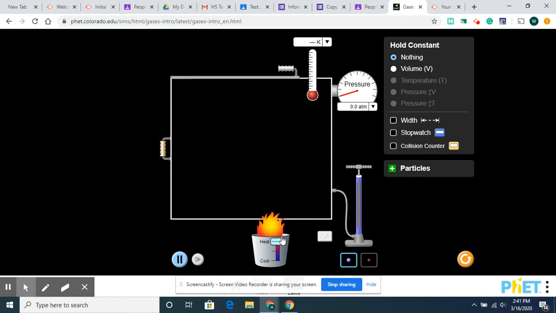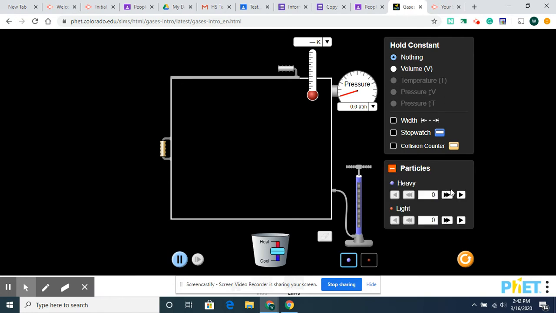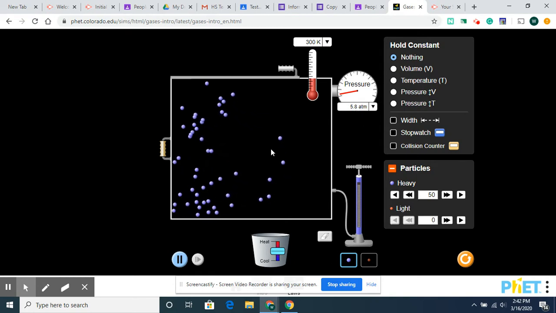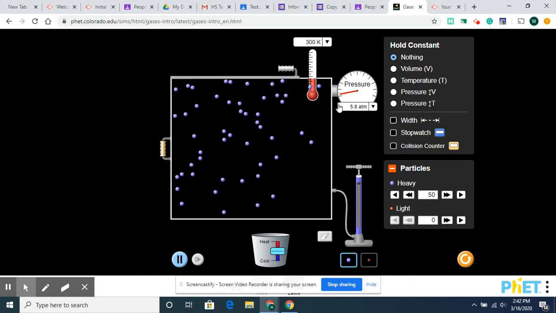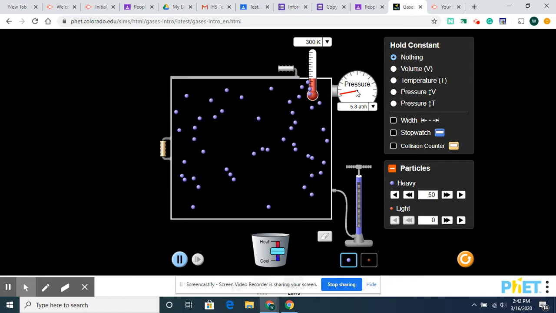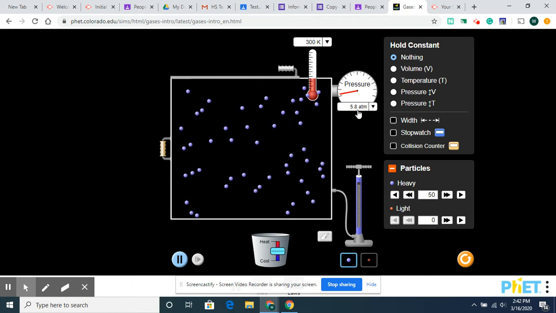This allows you to heat up your gas mixture or cool it down, and that'll affect the temperature here. The pressure measures force over area. So the more collisions our particles have, the more pressure we have. We can show you that by just adding, say, 50 particles. If we add 50 particles, if you look at the pressure, it goes up to 5.8 because each of these particles will make a collision, and that will be measured with the pressure probe. So that's pressure. Pressure is measured in atmospheres.